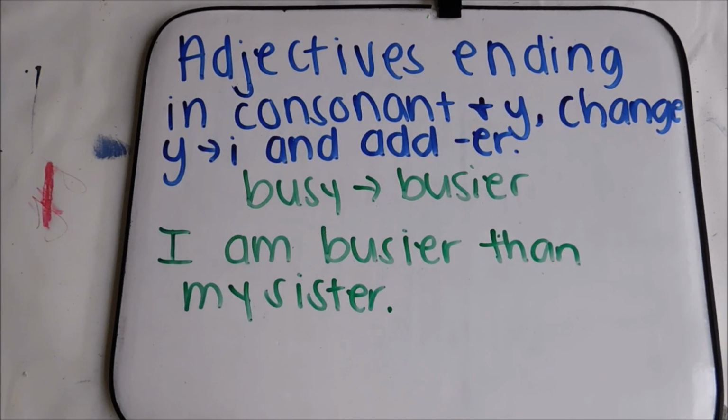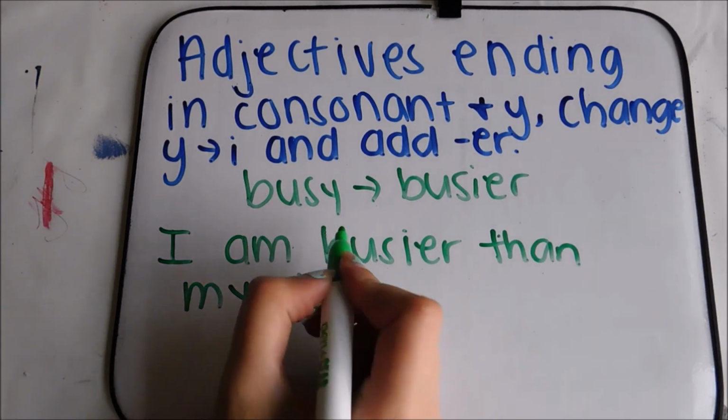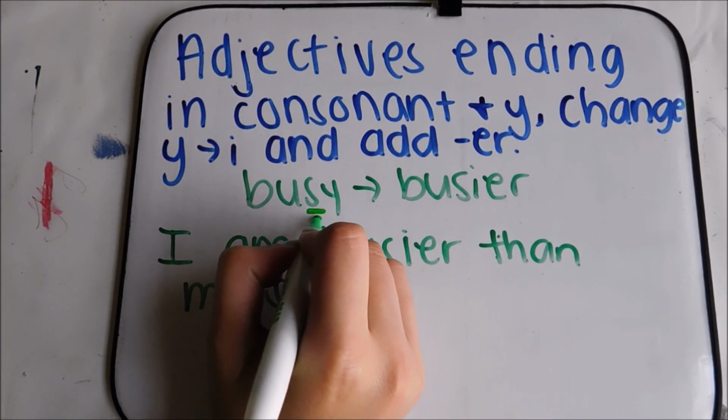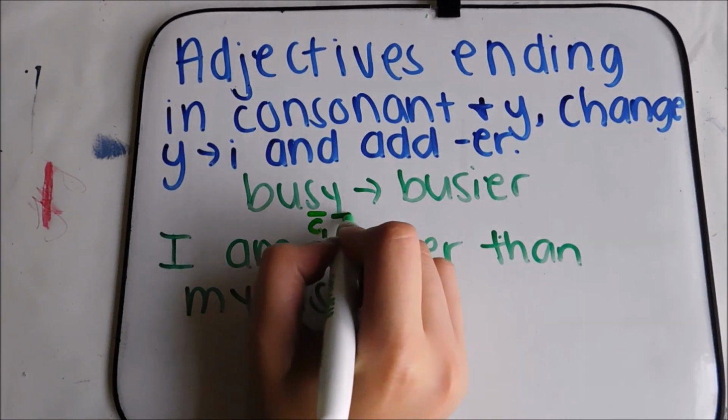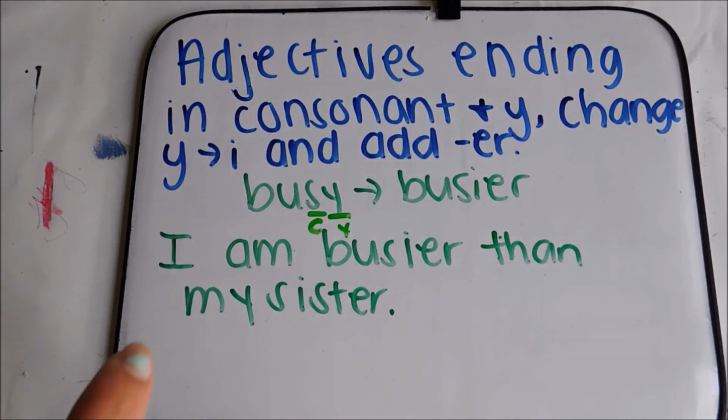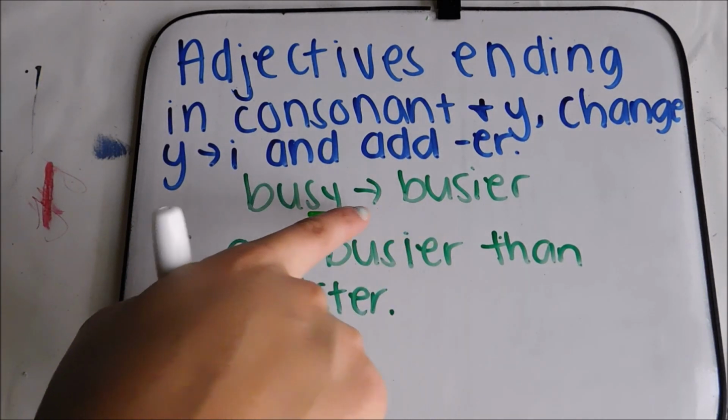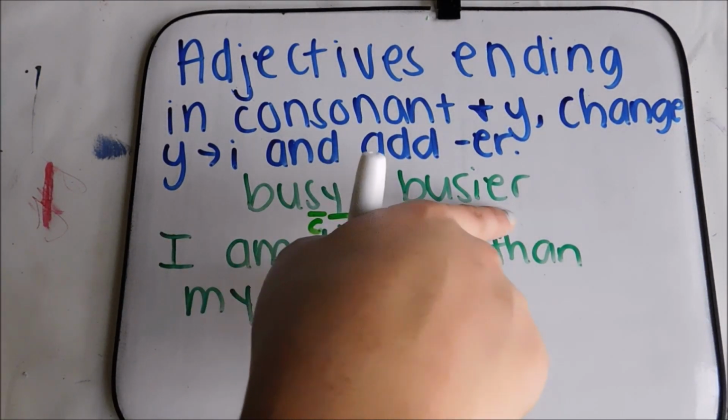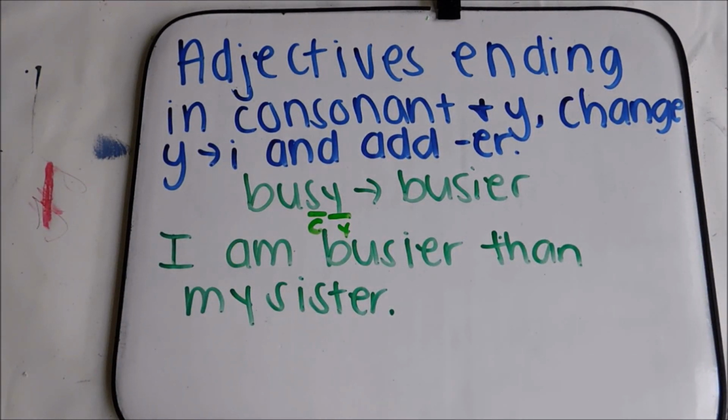For your adjectives ending in a consonant and then a Y, we have to change the Y to I and add an ER. Here, busy, the S is a consonant, and then here we have a Y, so we're going to erase the Y, put an I, and add ER. I am busier than my sister. Remember, I told you you can also compare people.